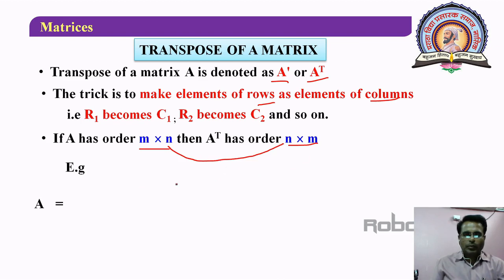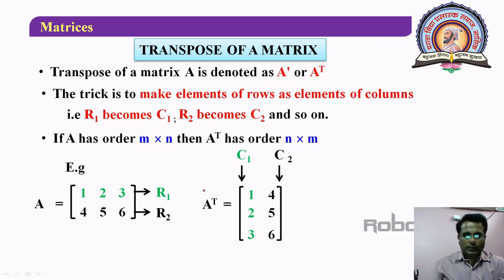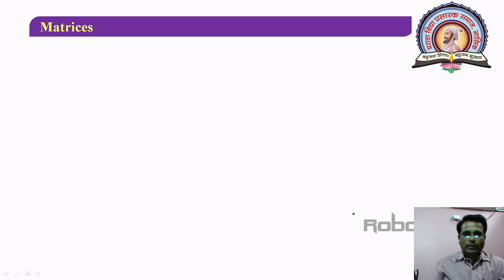Now with an example we get it clear. Suppose A is 1, 2, 3 that is R1, and 4, 5, 6 that is R2. Then for A transpose, we will observe that the first row becomes the first column and the second row becomes the second column. So R1 is coming as C1 and R2 is coming as C2. So the first row, in green, is coming as the first column, and the second row, in black, is coming as the second column. Or you can also say that the first column 1, 4 appears as the first row, the second column 2, 5 appears as the second row, and the third column 3, 6 appears as the third row. This way you can consider transpose.